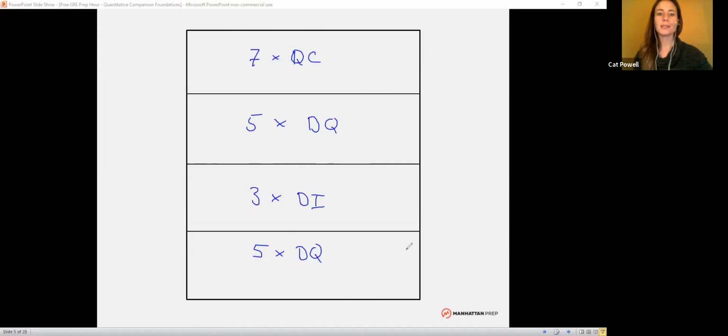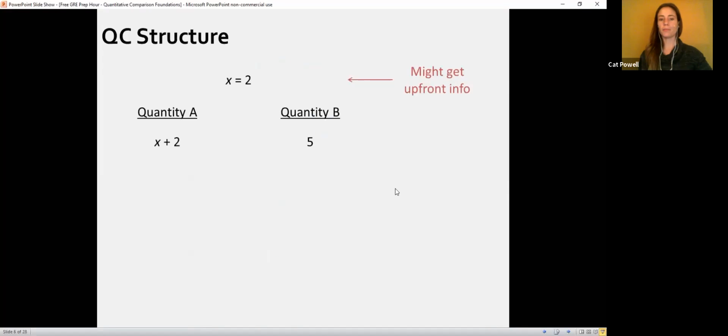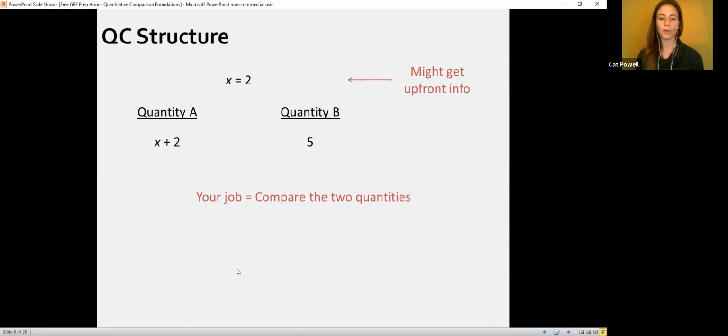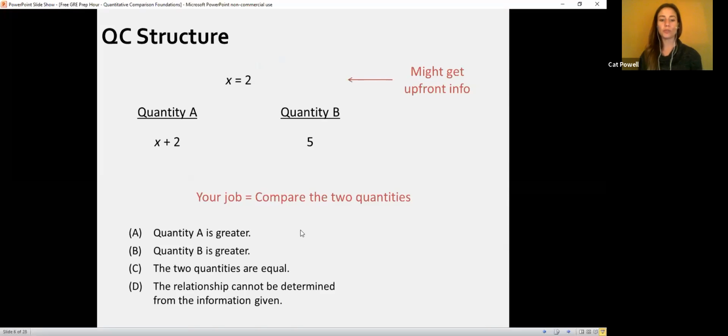All right. Well, let's look at QC questions. This is what you're going to get in a quantitative comparison question. You will always get a quantity A and a quantity B, and then you might also get some information up front. We're going to talk a lot tonight about what we're going to do with that upfront info. Every QC question is asking you the same thing: it is asking you to compare these two quantities. That's always our task, compare. Super, super important.